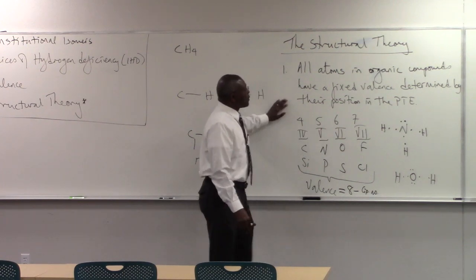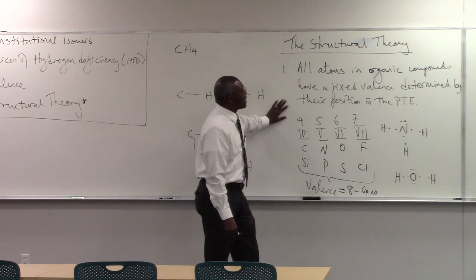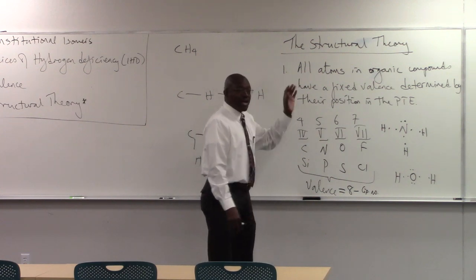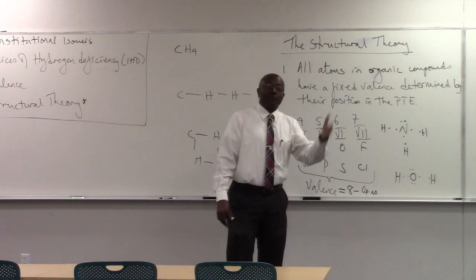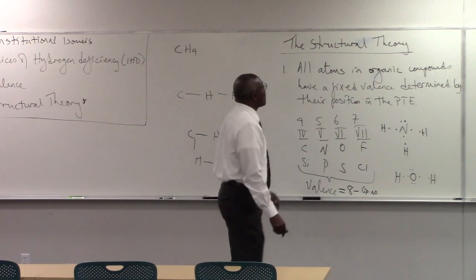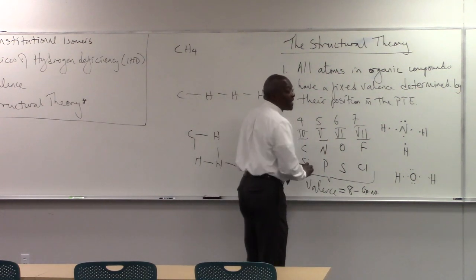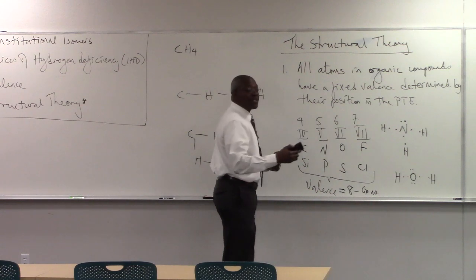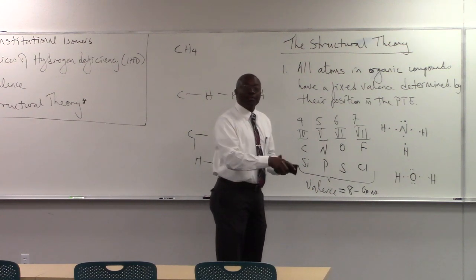So the first rule of the structural theory is that all atoms, carbon, hydrogen, oxygen, nitrogen, sulfur, chlorine, and so on, will have a fixed valence, and that valence is determined by the position of the element in the periodic table.